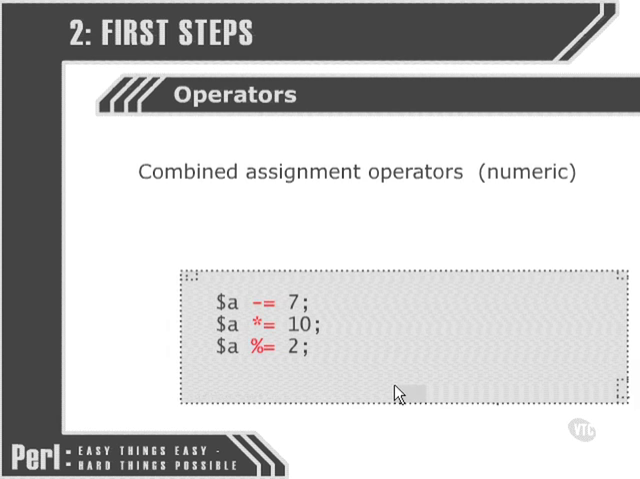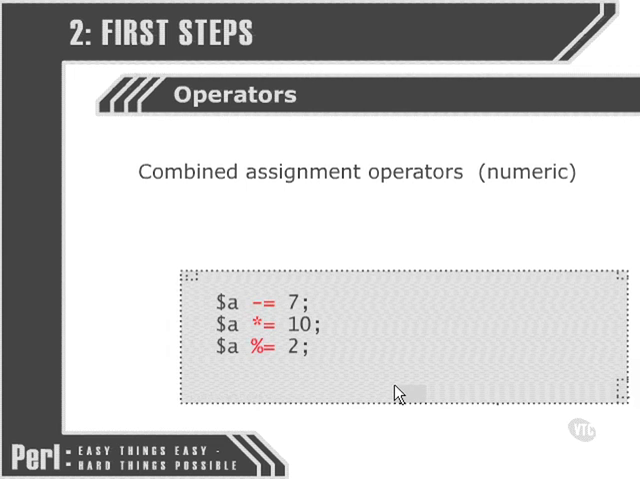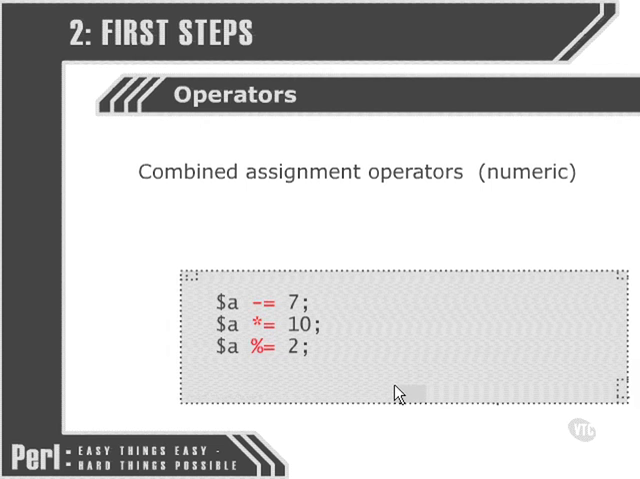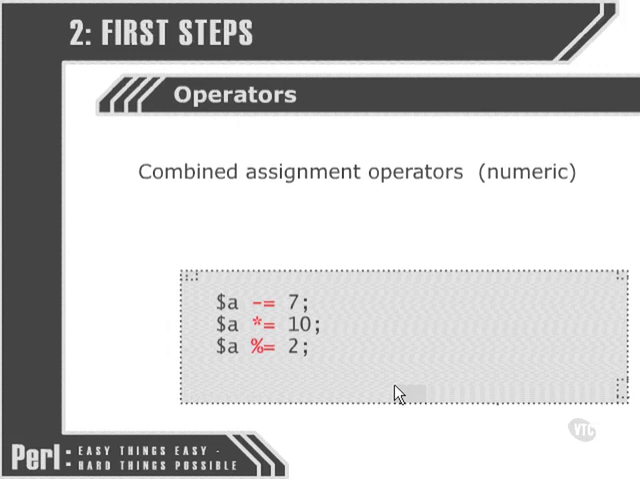Here are some examples. Whatever a is set to begin with, now it's 7 less. And then on the next line, it's 10 times itself. And then on the third line, we divide it by 2, and whatever the remainder is, that's the new value that we give to the variable a.